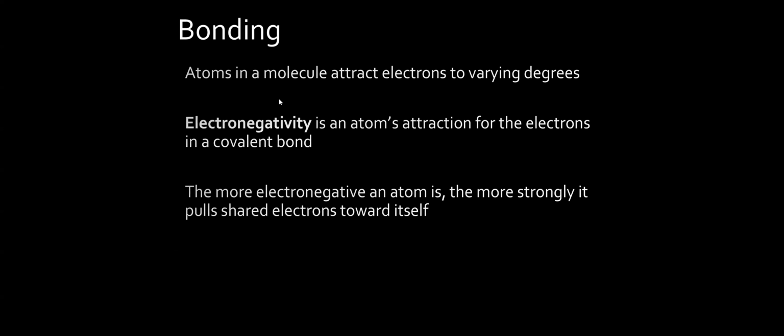Atoms in a molecule attract electrons to varying degrees, and that varying degree is determined by its electronegativity. The atom can tug strongly or weakly, or somewhere in between, on another atom's electrons, and that property is called its electronegativity. The more electronegative an atom is, the more strongly it will pull on electrons.